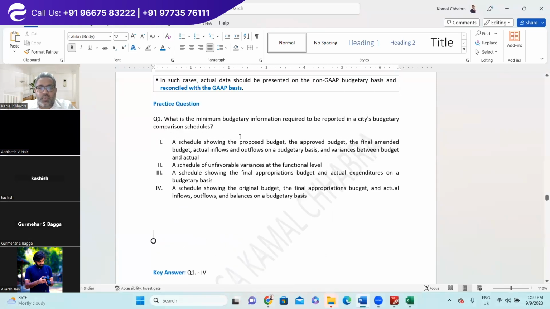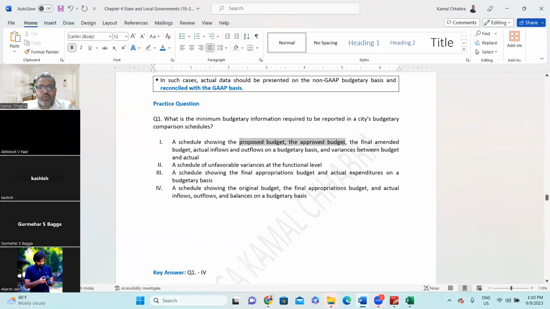Right. So why fourth? Because proposed budget and approved budgets are not required, right? Yes. So you need to select not only the right answer, but the best right answer. Make sense? Yes, sir.